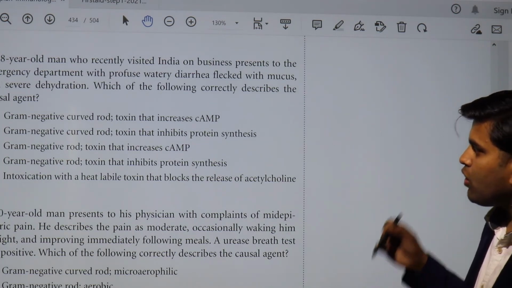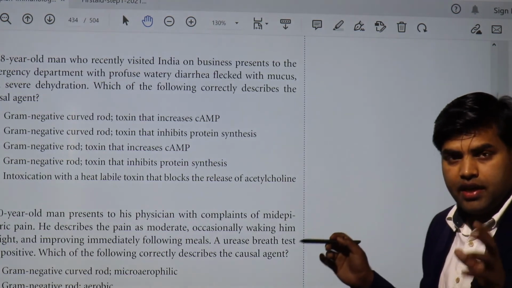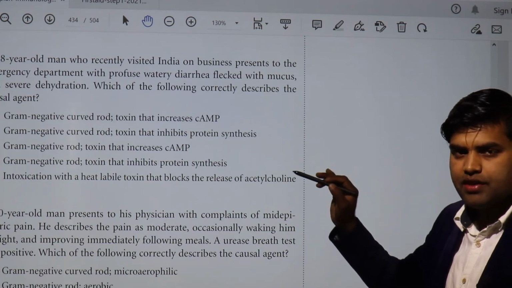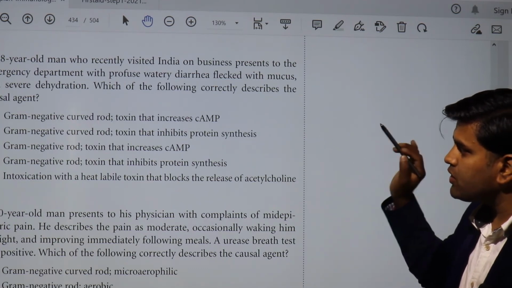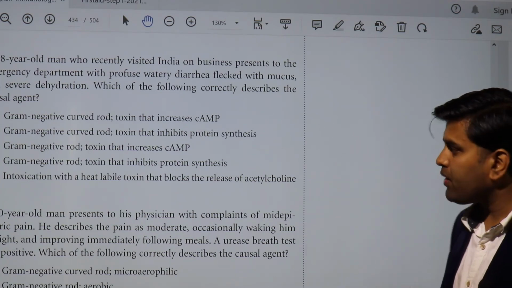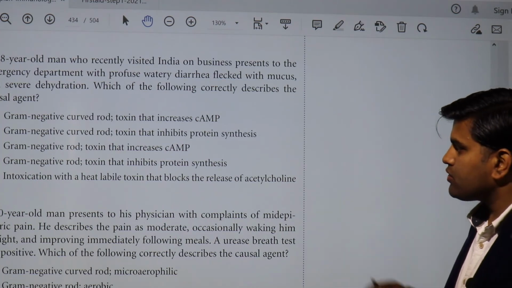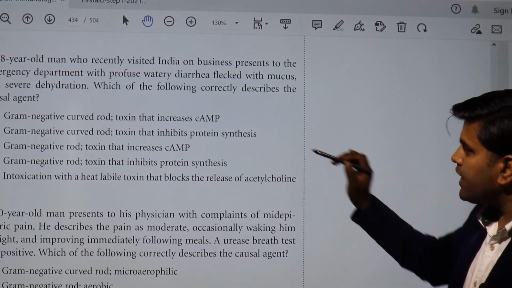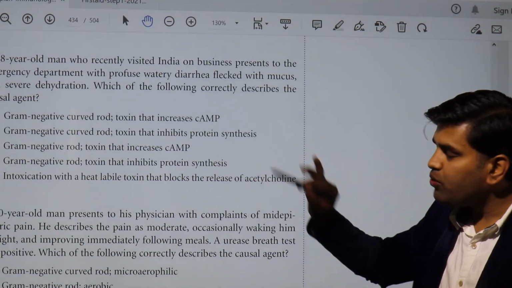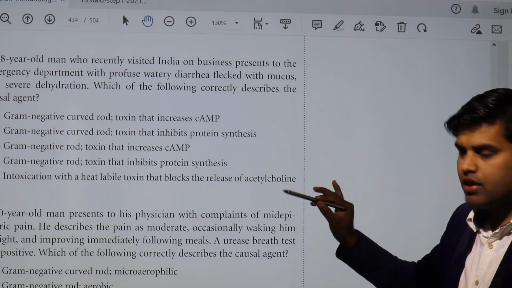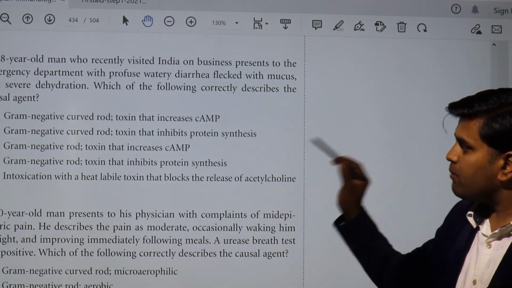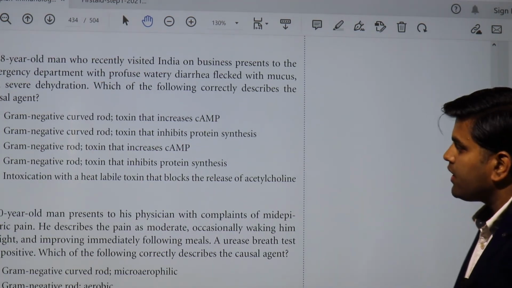So gram-negative curved rod and gram-negative rod. We know these are gram-negative curved rods, so the answer is A in comparison to C. Although C seems correct, the more specific answer is A, because these are gram-negative curved rods with a toxin that increases cyclic AMP. A toxin that reduces protein synthesis is also not it. So the answer is A. Although C can be an answer, A is more specific because of the additional point of curved rod. A gram-negative rod that increases cyclic AMP can be E. coli, enterotoxigenic E. coli, but Vibrio cholerae will be a gram-negative curved rod that increases cyclic AMP.